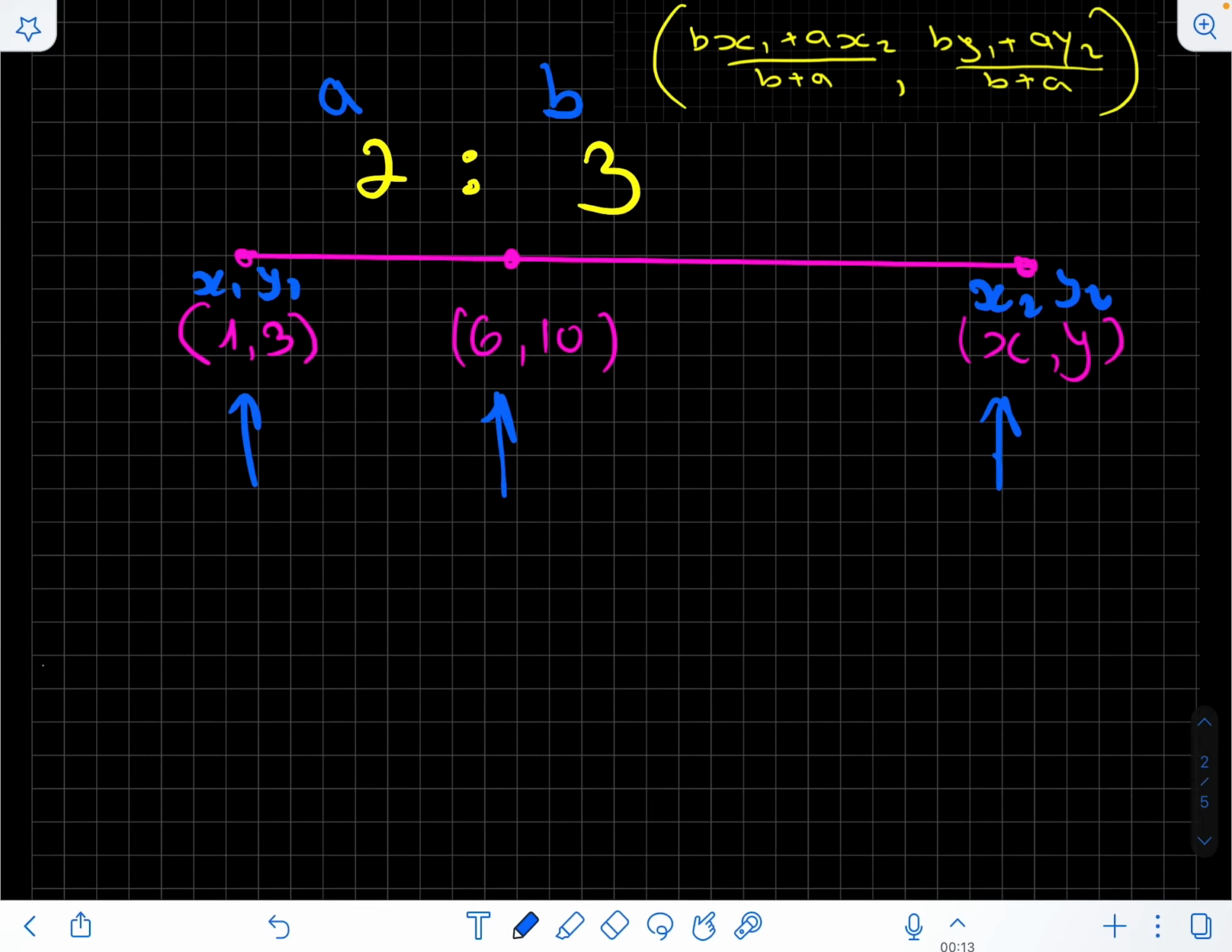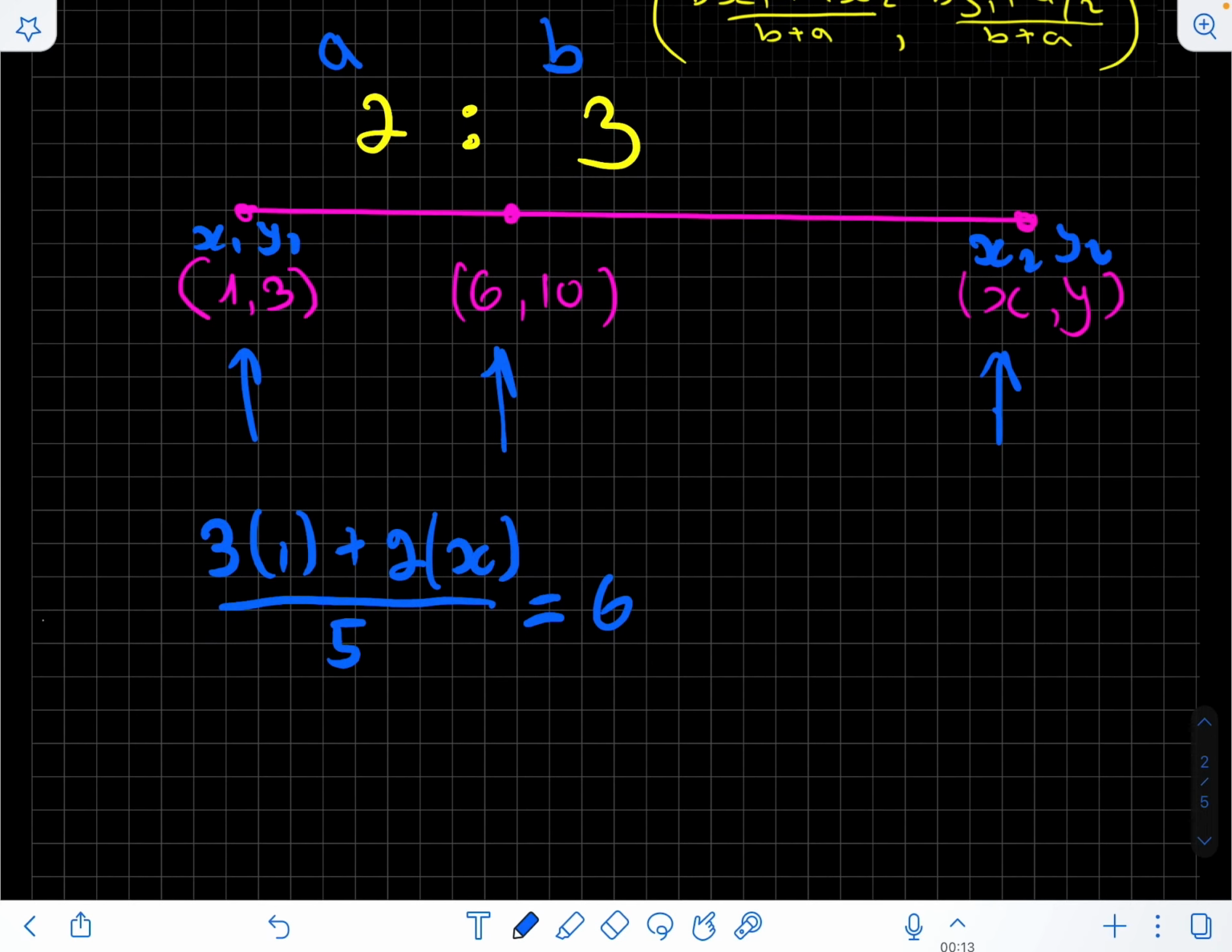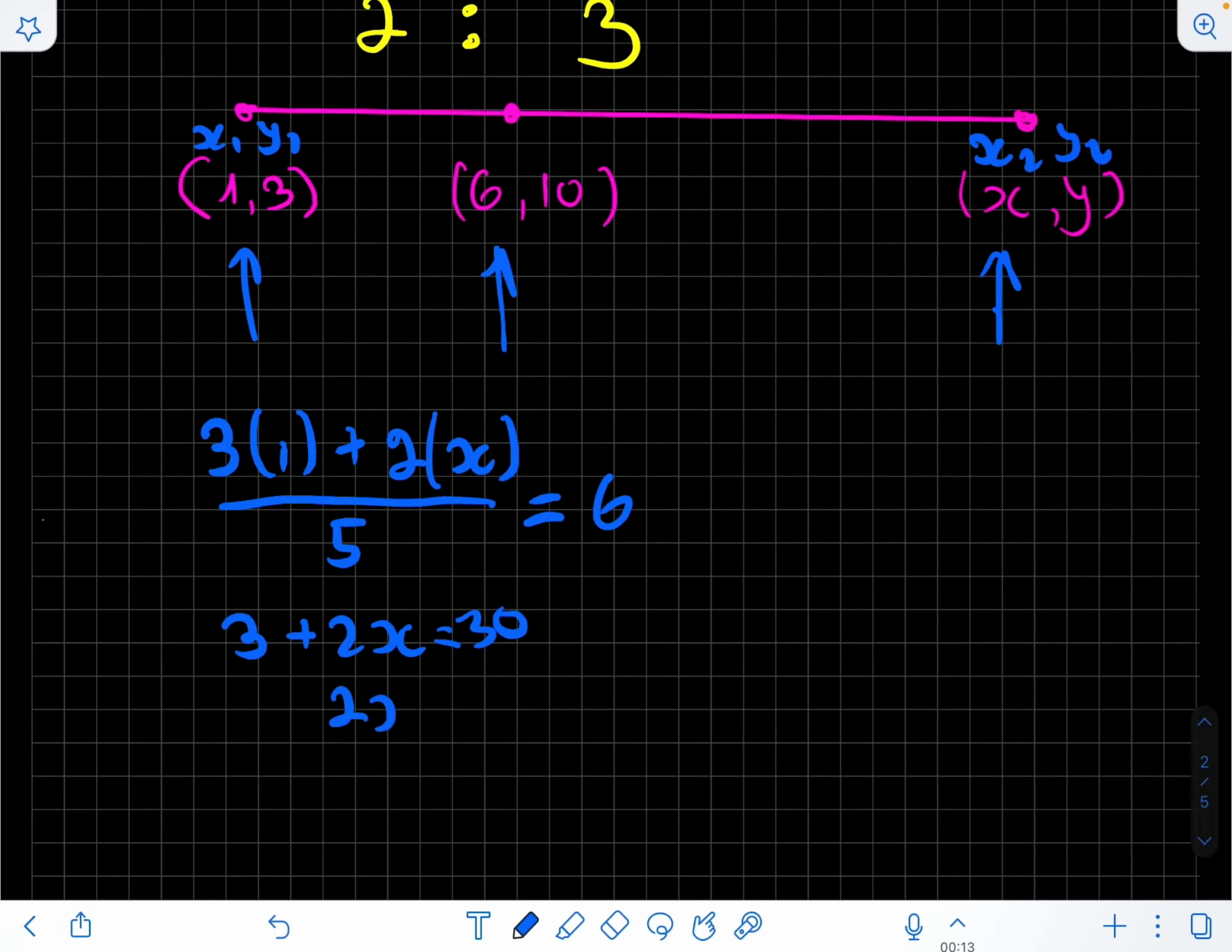So now we shove it in, so we get B times x1, so 3 times x1, plus A, which is 2, times x2, which in our case is just x because we don't know what it is, over 5, but we do know what it is equal to, and it is equal to 6. This we have to rearrange and solve, so we multiply both sides by 5 to get 3 plus 2x equals 30. Take 3 from both sides, so 2x equals 27, and divide by 2 both sides, so x equals 13.5.